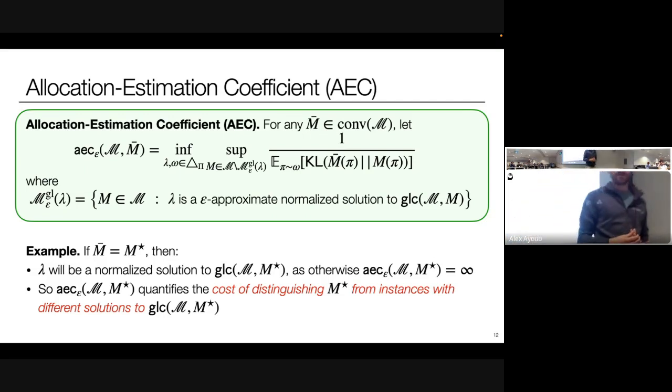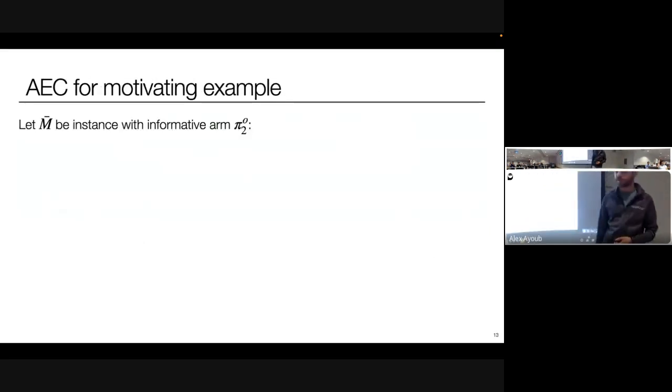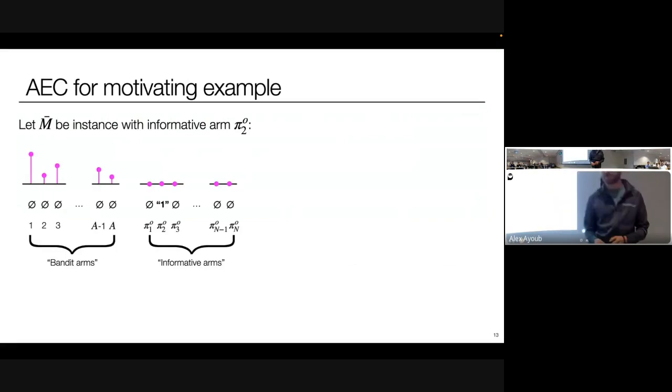And this is actually in some sense very analogous to the Graves and Lai constant itself. The Graves and Lai constant is quantifying the cost of distinguishing M star from instances with different optimal decisions. This is quantifying the cost of distinguishing M star from instances with different optimal allocation. It's a very analogous thing. It's just that what we're distinguishing is a bit different. Okay, so let's think about how this works for this informative arm example I described.